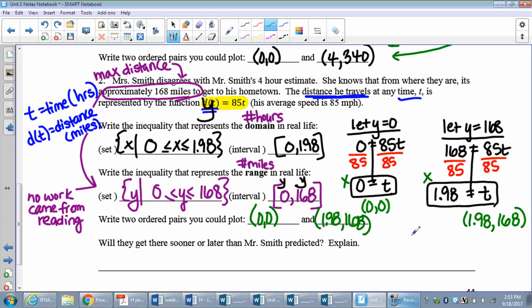Will they get there sooner or later than Mr. Smith predicted? Explain. Well, let's see. Mrs. Smith calculated how much time. Remember, the real world meaning of this would be 1.98 hours.